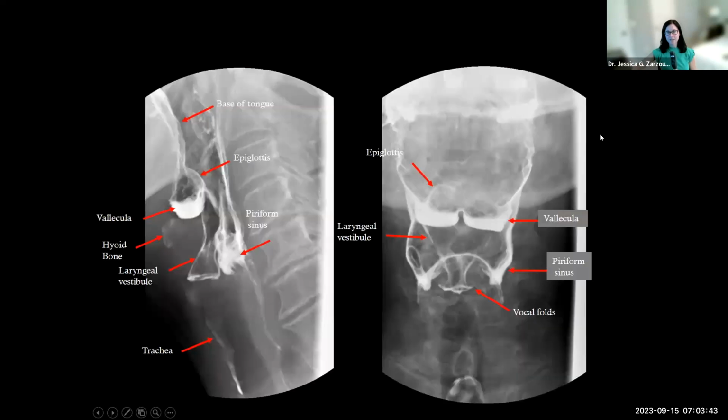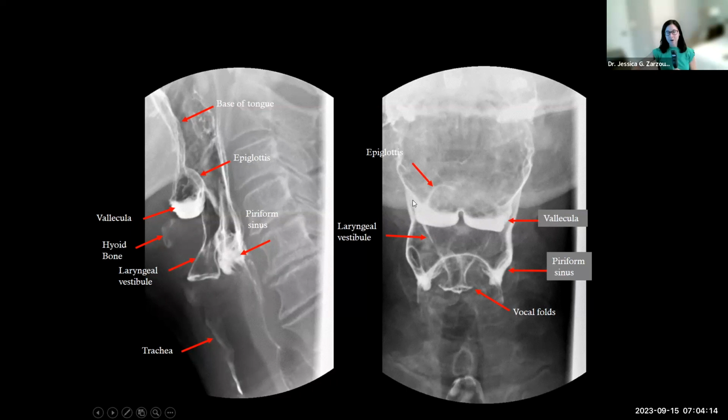So just to start with anatomy review, we'll look at the pharynx here. This is included in all of our fluoroscopic evaluations of the esophagus. Just reviewing these structures in the lateral image, this is the base of the tongue. The vallecula is here. This is the epiglottis and the piriform sinus. Right here is a laryngeal vestibule that's outlined by barium. And here we can see the vocal cords, and then the trachea, in this case, has barium going inside of it.